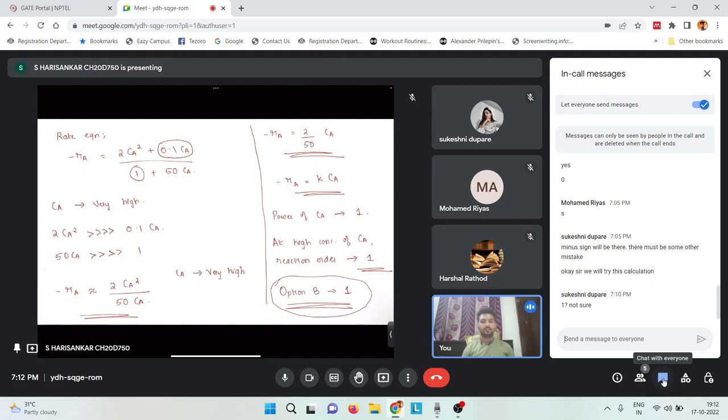So depending on the concentration term, if the concentration terms are high, we'll just neglect the other terms, and if the concentration terms are very low, we'll neglect the concentration terms, and then we'll find the order of the reaction. And such kinds of reactions are called shifting order reactions. So the order will shift with respect to the concentration of the reactant. Is this question clear?